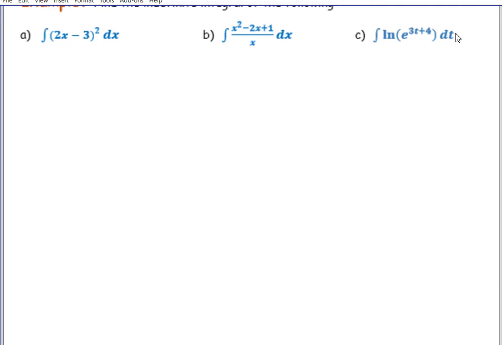Integral or integral? I know, but if you keep the integral, it's messing me up. Yeah, integral. Tell me what to do.